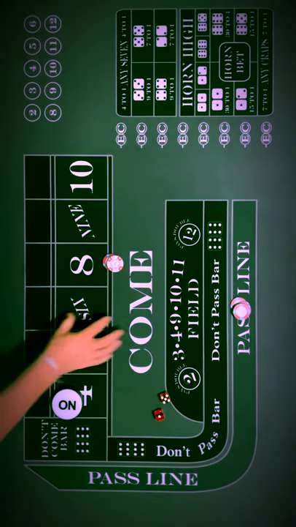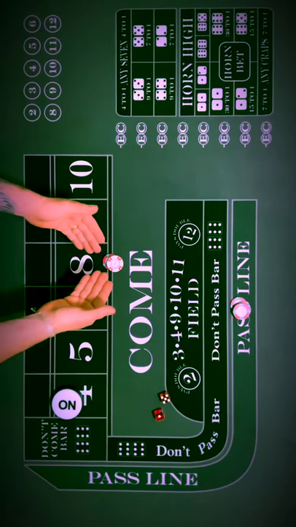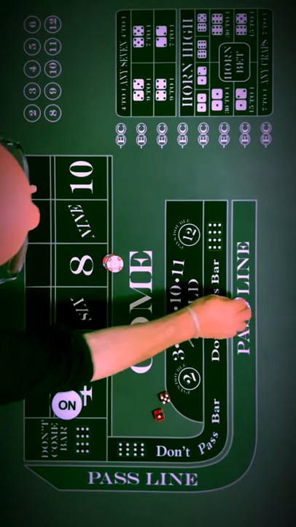Your come bet winnings come back to the rack automatically, like forced savings. Unlike a place bet where you can press and collect, the come bet comes down with each hit.